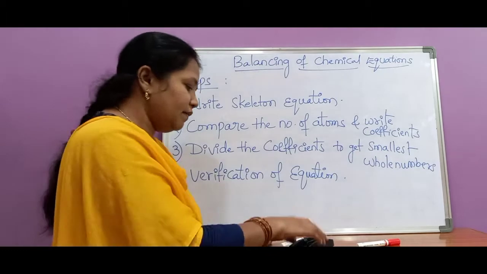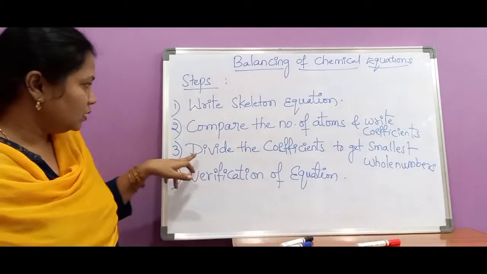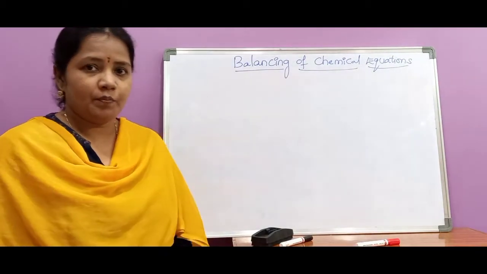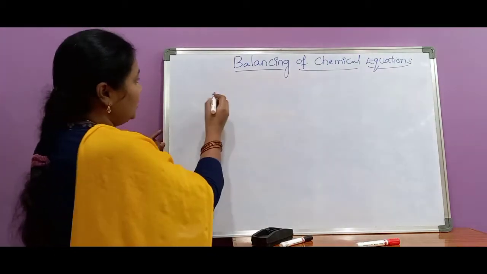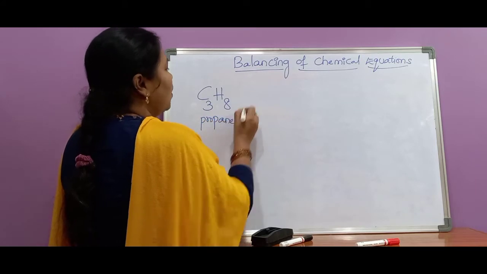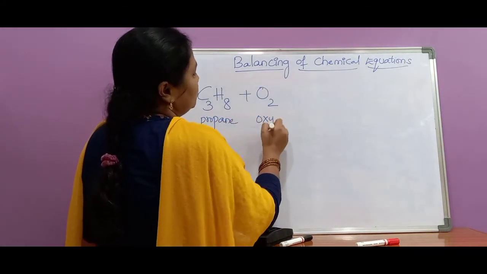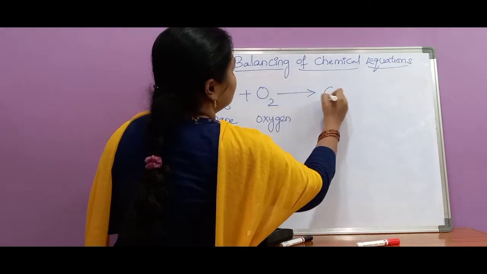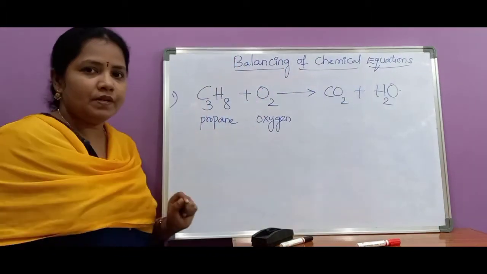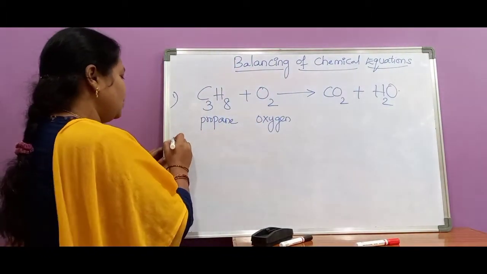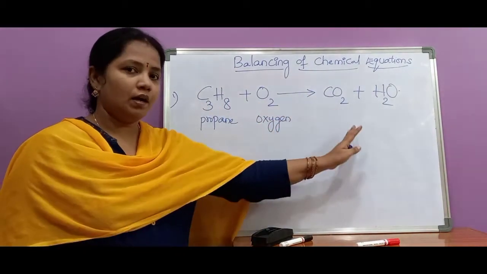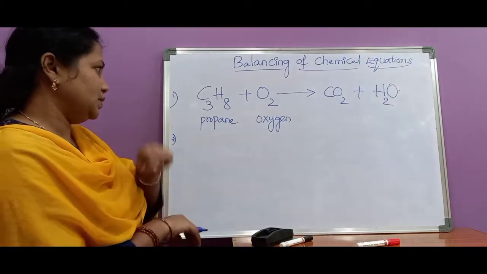Now we will take one example. In the previous class, I took one example, the conversion of propane. For your easy understanding, I am taking that equation only. That is C3H8, propane, reacts with oxygen O2 and gives CO2, carbon dioxide, and H2O, water vapor. This is the first step. In the first step we write the skeleton equation, and in the second step we compare the number of atoms on both sides. That means divide the whole equation into two parts, LHS and RHS, and write the suitable coefficients.